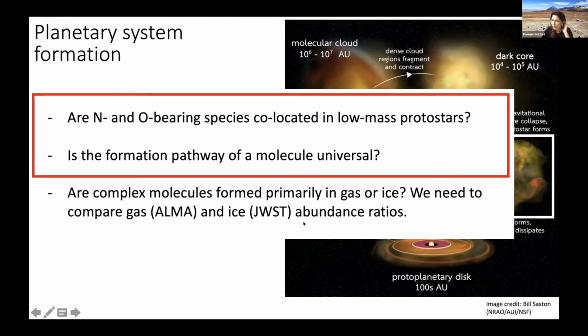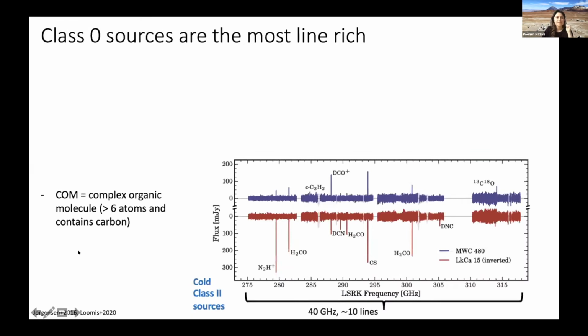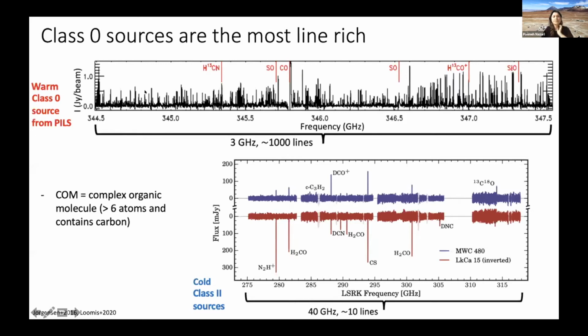So you might ask, why do we really want to look at protostars or class 0 objects? The reason is that if we want to look at complex organic molecules, we really need to look at the most line-rich sources. Here I'm showing the spectra for two class 2 sources where they are pretty cold. And you can see in 40 gigahertz, we are seeing only 10 lines, and they are pretty simple molecules. However, if you look at the spectra for a class 0 source, this is from the PILS survey, which is much younger and warmer, in 3 gigahertz, we are seeing 1,000 lines. So the line density is much higher. So to understand complex organic molecules, we need to look at these most line-rich sources.